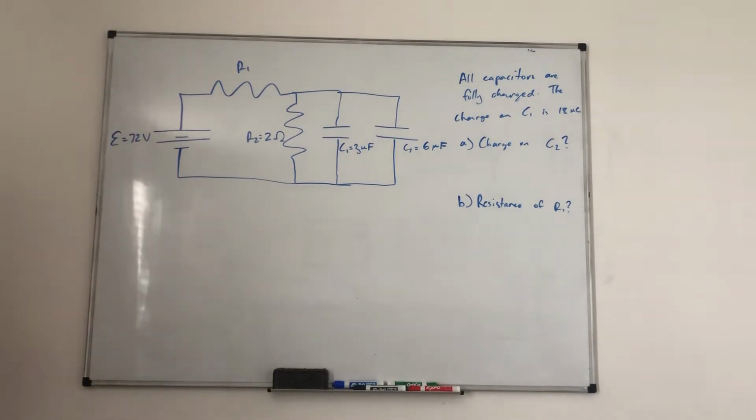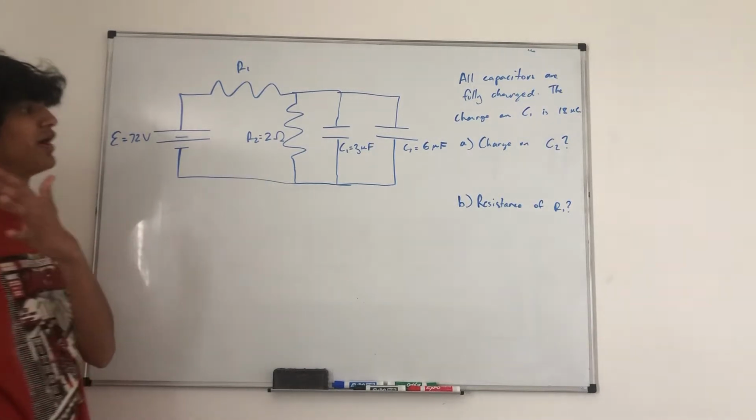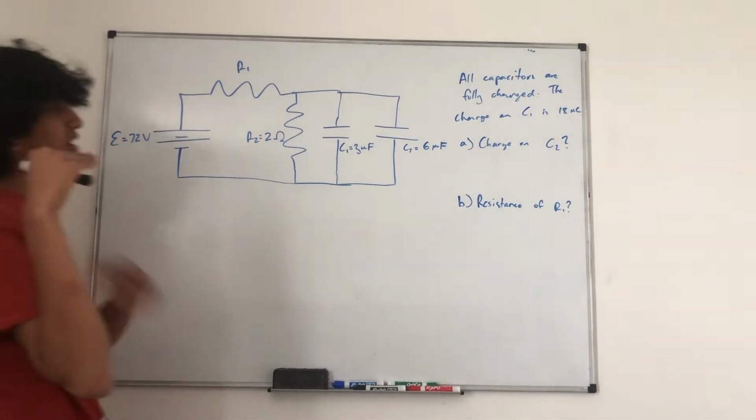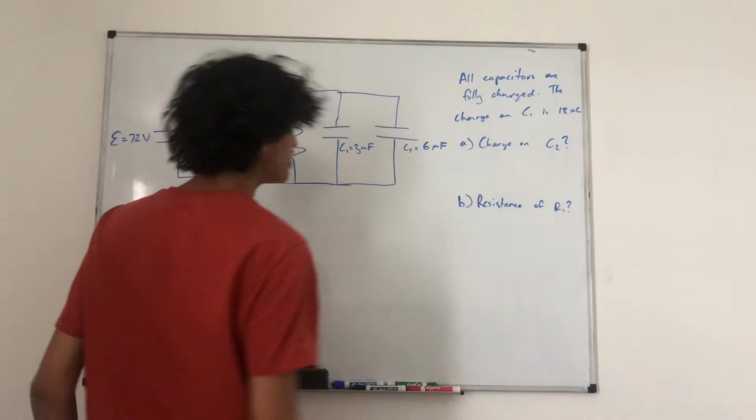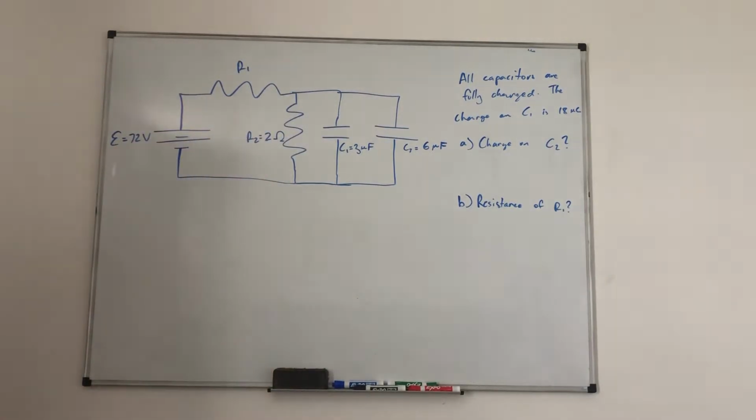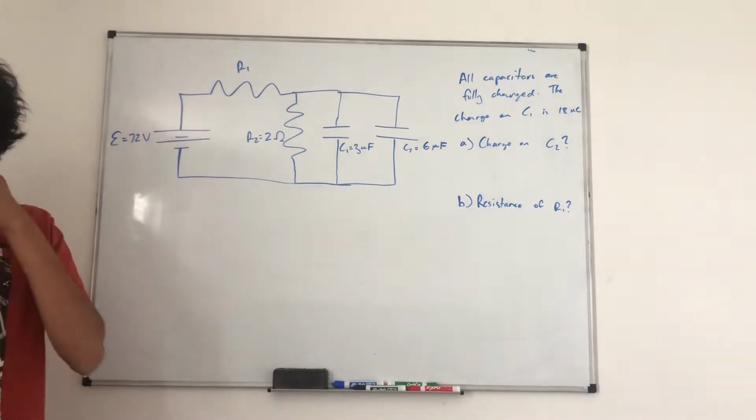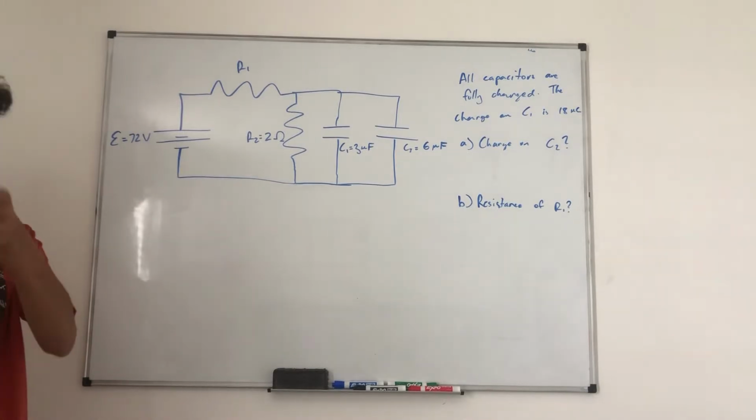And all the capacitors are fully charged, and the charge on C1 is 18 microcoulombs. So we need to find what is the charge on C2, and then what is the resistance of R1. So go ahead, pause. Did you pause? Did you try it? Hopefully you tried it.